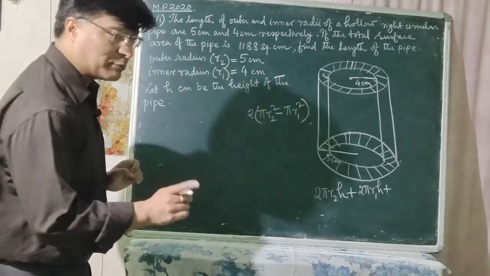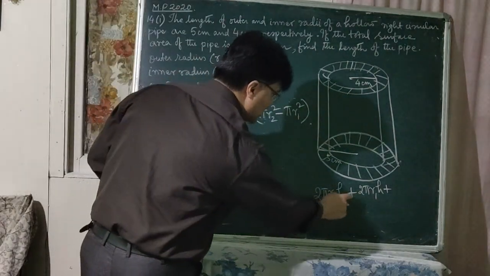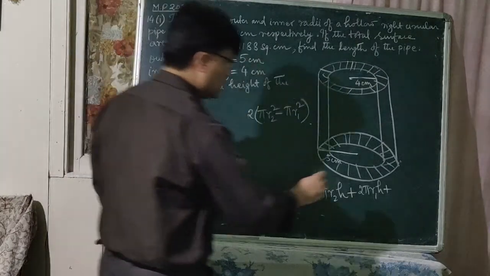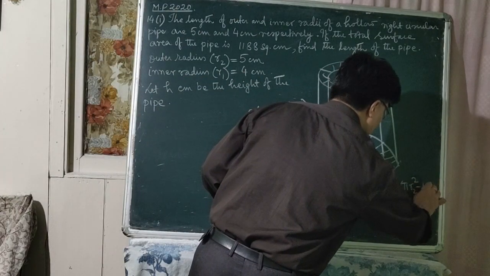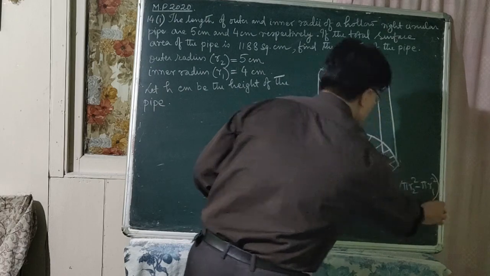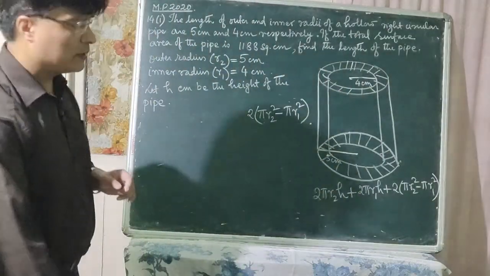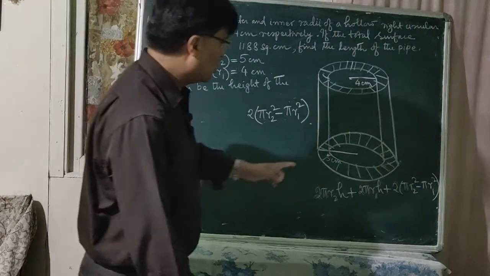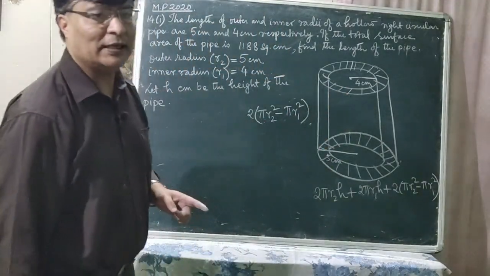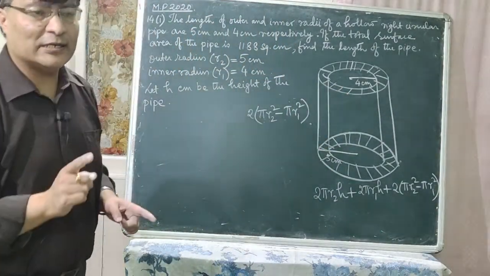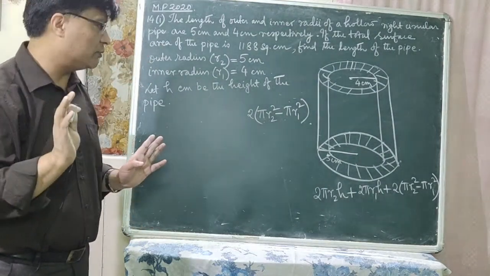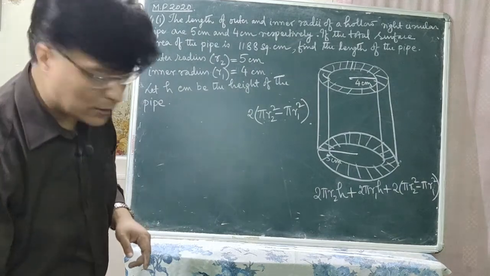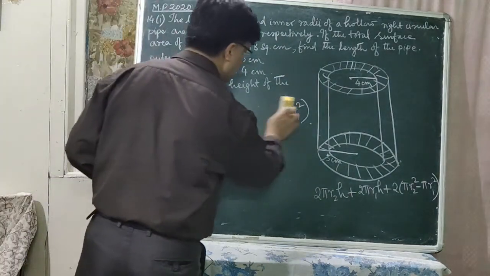Okay, so you have to add 2 pi r2h plus 2 pi r1h plus this one, 2 into pi r2 square minus pi r1 square. This is the formula. So this is the formula for the total surface area of the right circular cylindrical pipe which is hollow. Hollow means nothing inside. Okay? So now let us write down here.